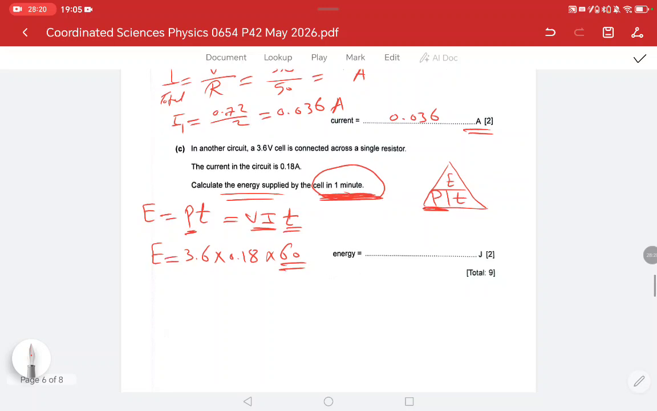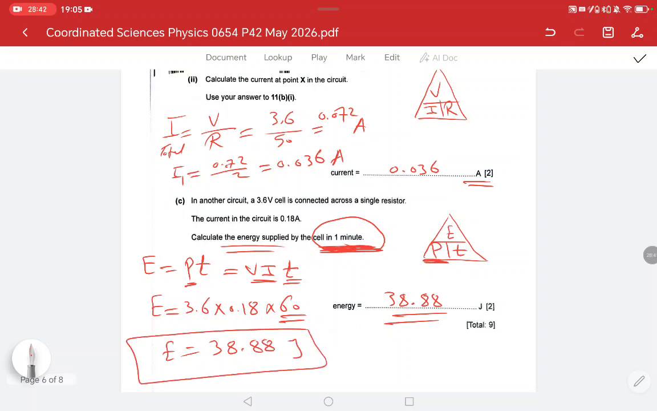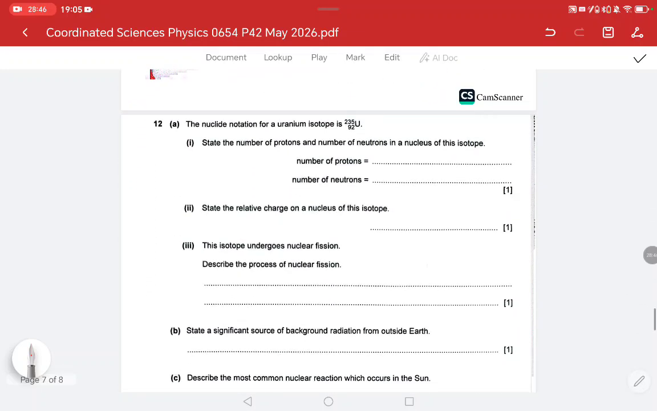Don't forget to convert the 1 minute to seconds, okay? So 3.6 times 0.18 times 60 will give us 38.88 joules. So this is the answer. Okay, guys. So this is C. Now question 12, the nuclear physics.